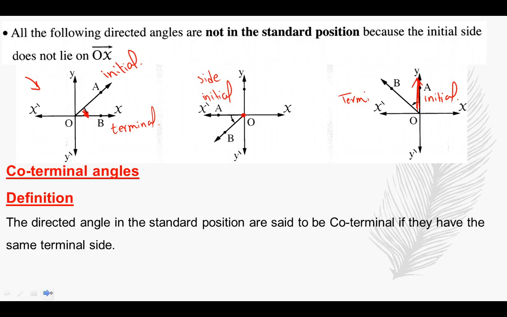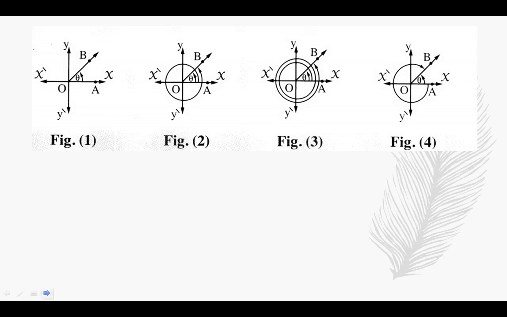So if you have two angles having the same initial side and the same terminal side, you will say that the two angles are coterminal. Okay? So I will give you first an example. Here, this is the x-axis and y-axis. Let's draw an angle of measure 30 in standard position.